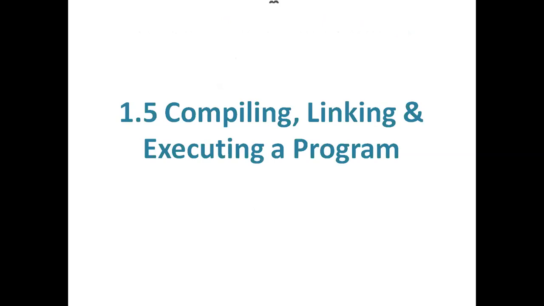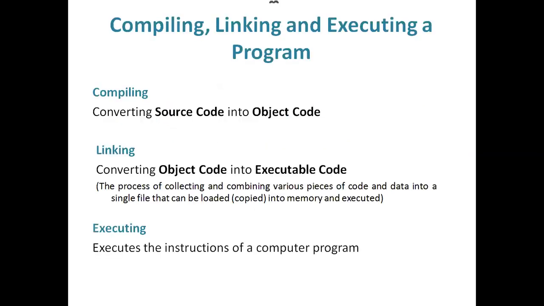Now the second topic is compiling, linking, and executing a program. Compiling is the process of converting the source code into the object code, and for this purpose we need a compiler. The next step is to convert the object code into the executable code. Linking is the process of collecting and combining the various pieces of code and data into a single file, so that the file can be loaded and copied into the memory and executed.